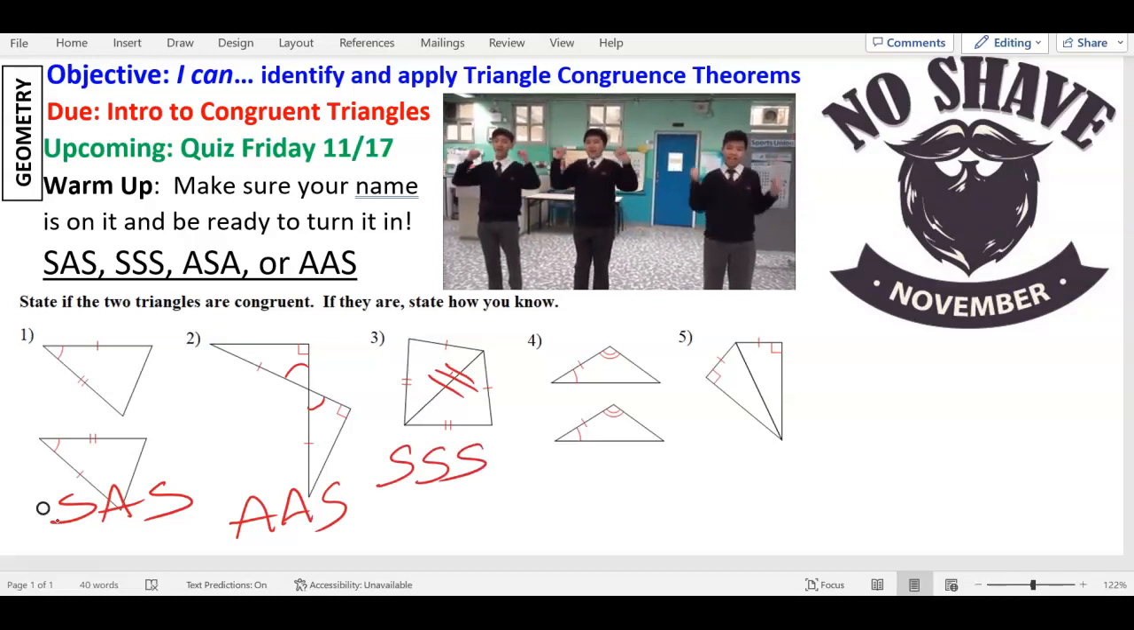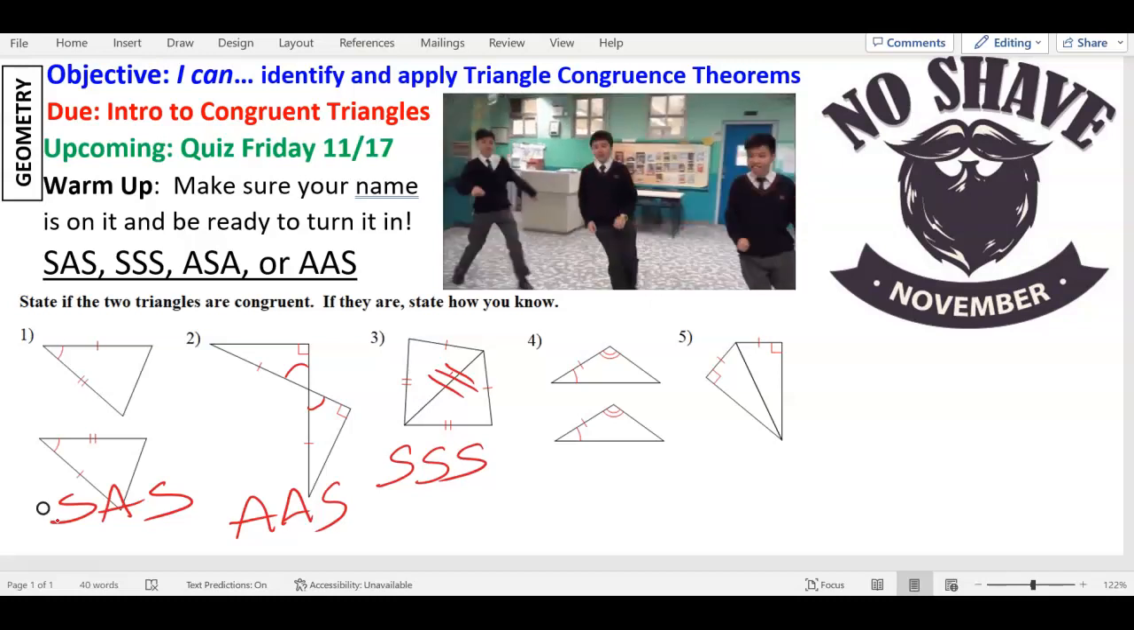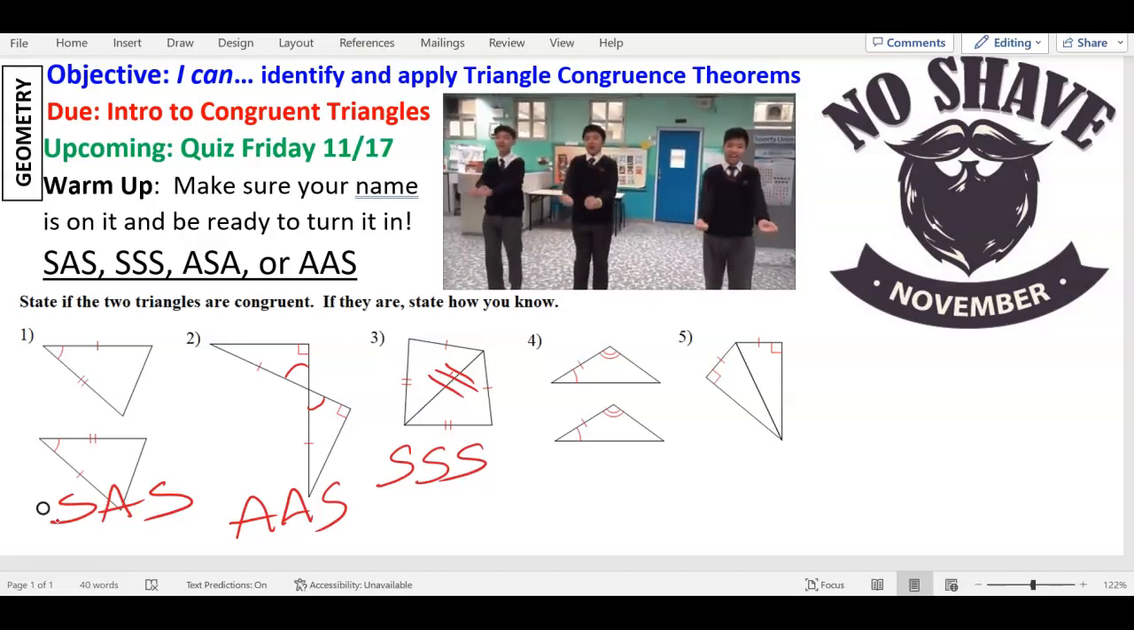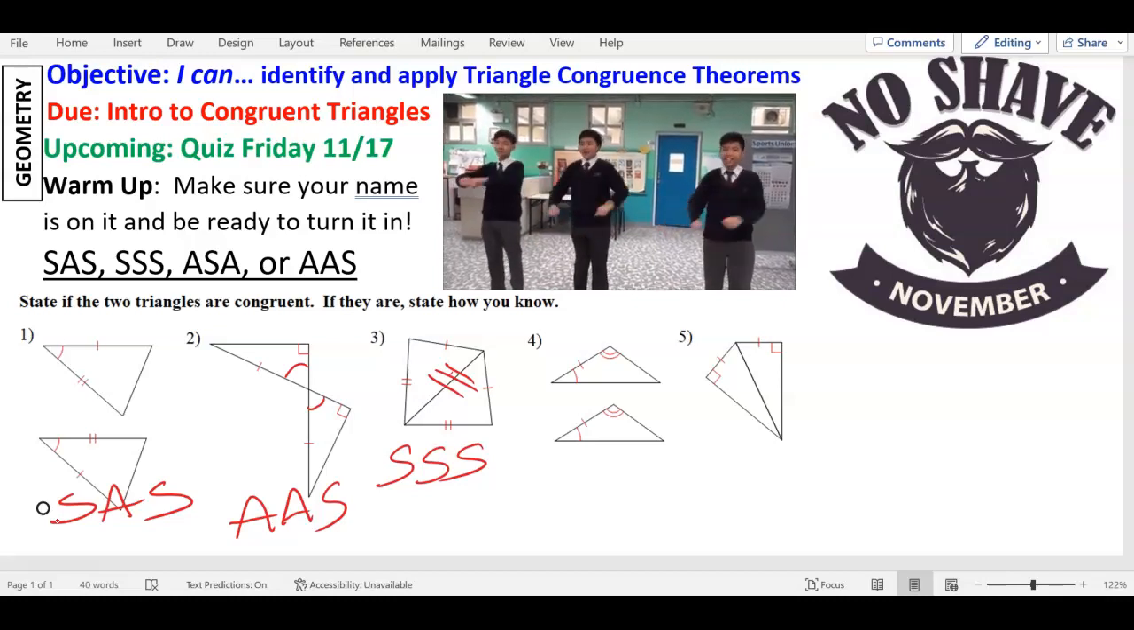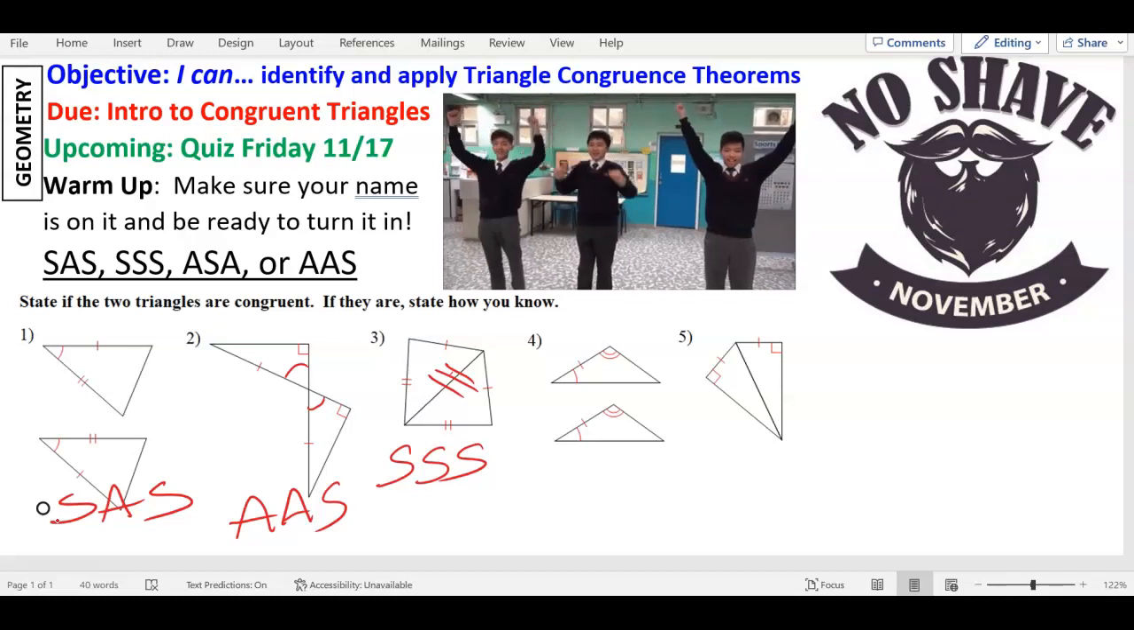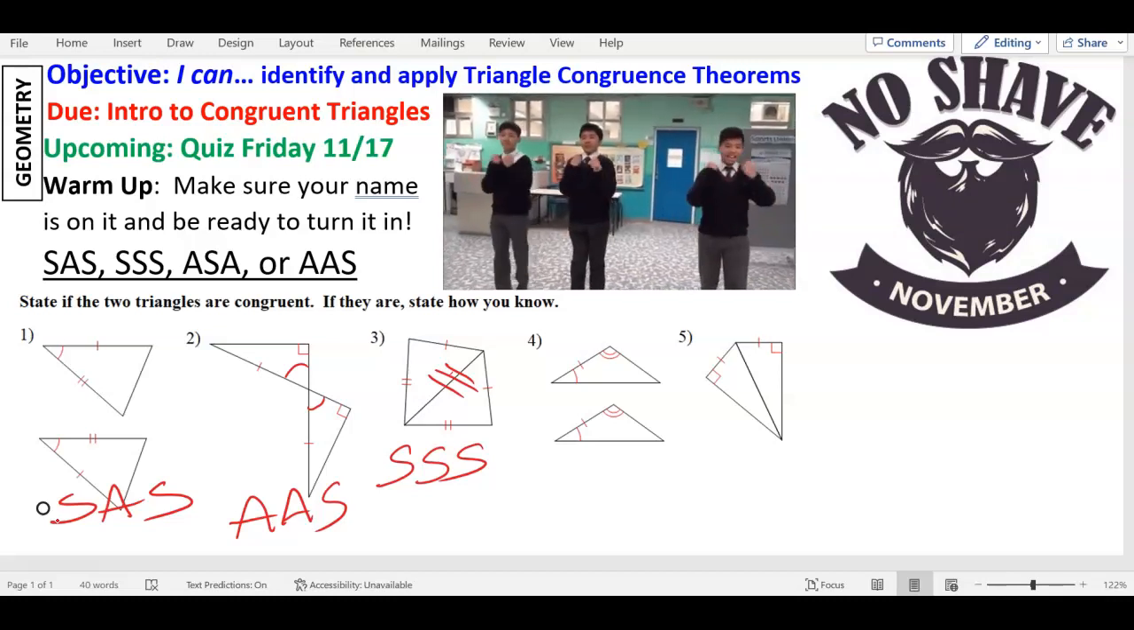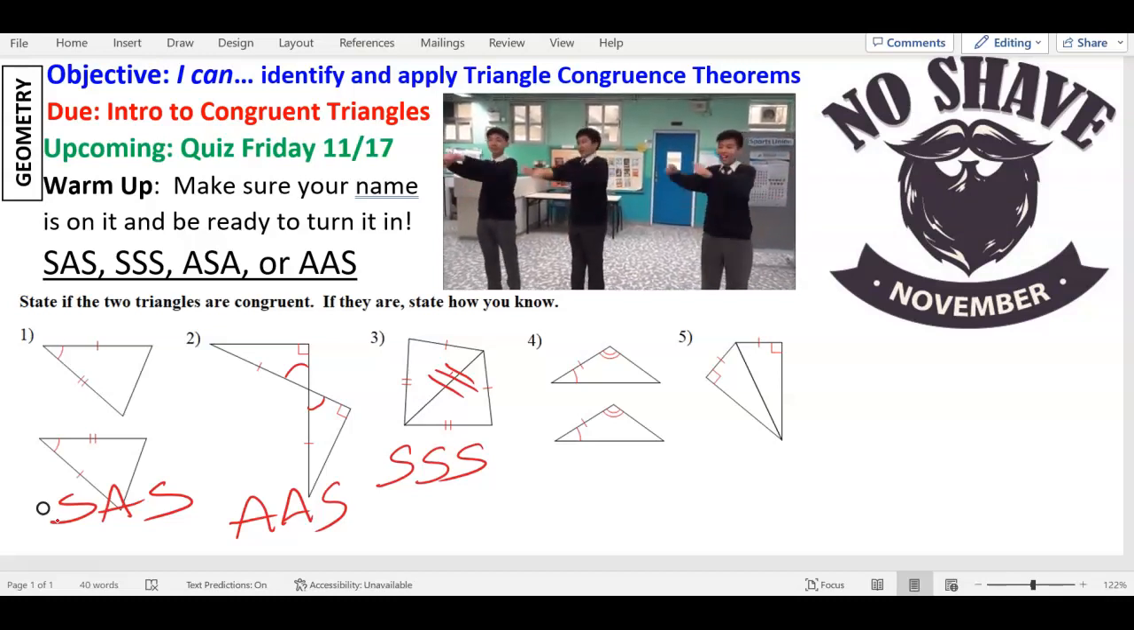All right. Now, number 4, let's follow along the edge. Once again, what is an arc? Angle or a side? Angle, side, angle. ASA, okay? That's how it works.